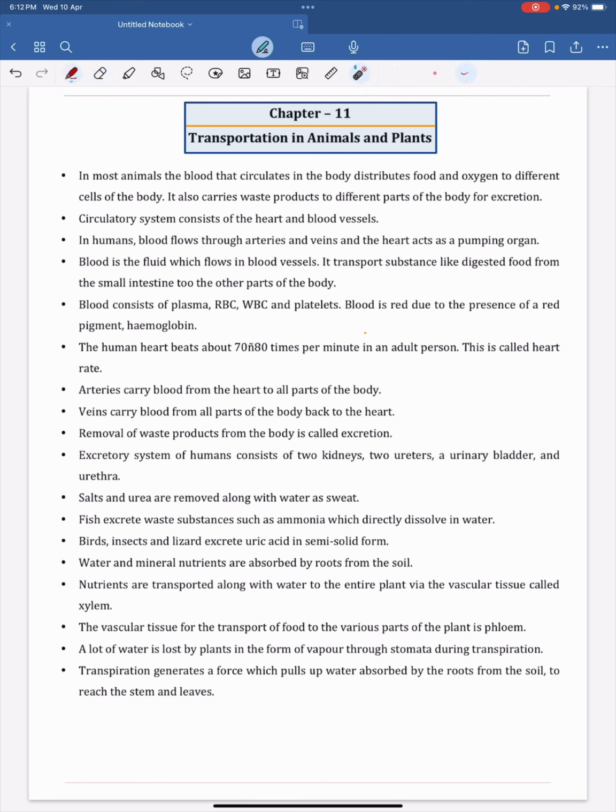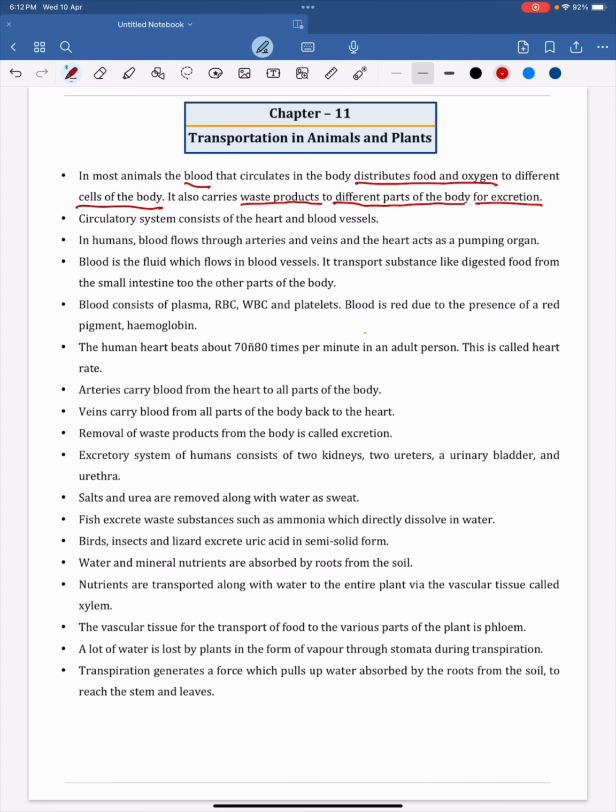So let's start. In most animals, the blood that circulates in the body distributes food and oxygen to different cells of the body. Yes, the main work of blood is to distribute food and oxygen to different cells of the body. It also carries waste products to different parts of the body for excretion. Yes, blood also carries liquid waste products from different parts of the body to the kidneys for excretion.